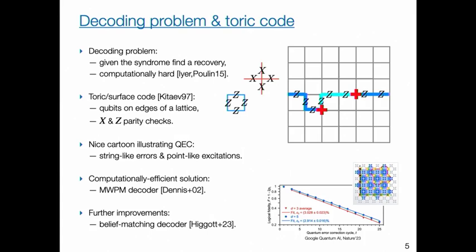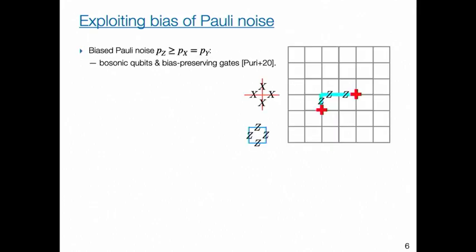So far, I was just talking about noise without any structure, but we may have some noise bias in the system. For concreteness, we may think of a biased Pauli noise, where Z errors are more frequent than X and Y errors, and such systems can be engineered with, for instance, bosonic qubits. And then, if we have bias preserving gates, we can try to leverage the bias present in the system.